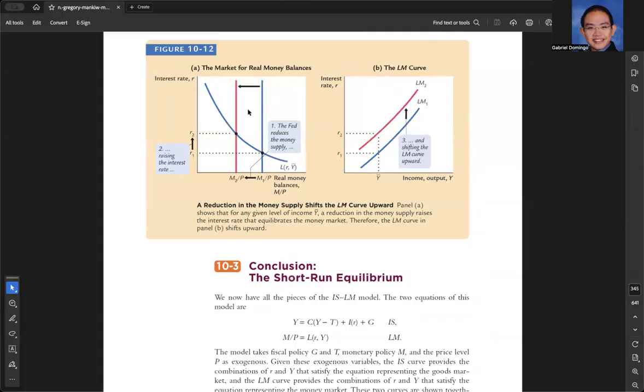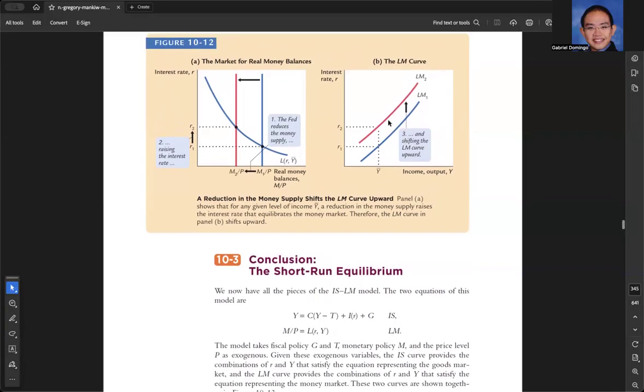If it moves to the left here, R will be higher, so that at any given Y, R will be higher. Take a look at the old LM curve here. For this Y, R is higher. Pick any random Y, for any Y, R will be higher. And therefore, you can consider this as a shift up or a shift left of the LM curve, right? A decrease or a shrinking of the money supply by the central bank will tend to shift the LM curve to the left. Okay.